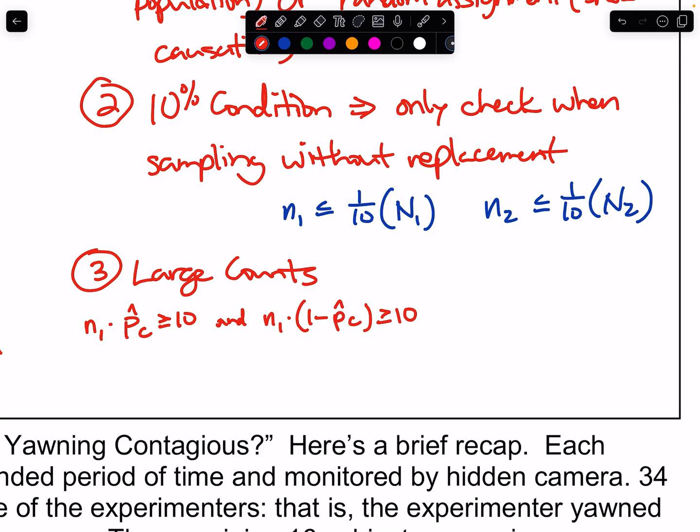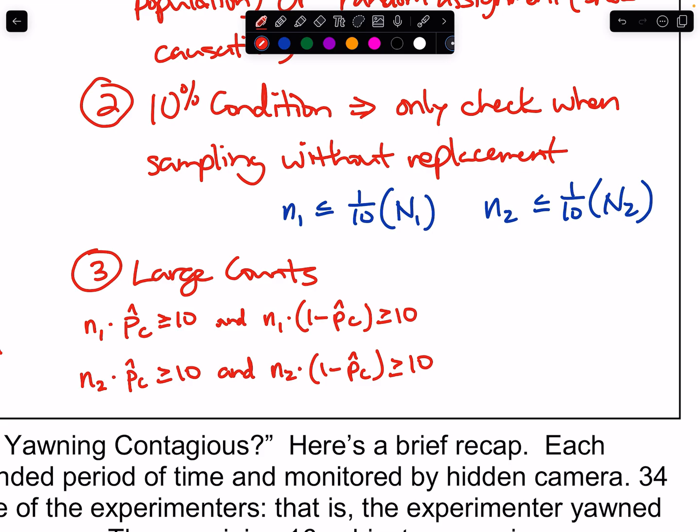So that's for the first sample, and then we have to do the same thing for the second sample. Make sure that sample size 2 times p hat combined is greater than or equal to 10, and that sample size 2 times 1 minus p hat combined is also greater than or equal to 10. And again, remember, these are just the number of successes and the number of failures. So I need to have at least 10 successes and 10 failures.